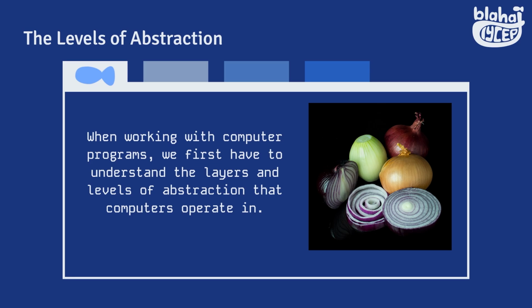Okay? So like onions, things have layers, right? Where's that quote from? Like Shrek? It's from Shrek, right? Okay, so yes, we're gonna understand the layers and levels of abstraction that computers operate in.